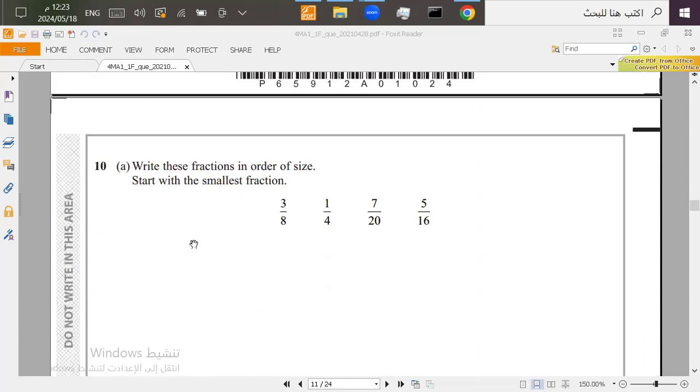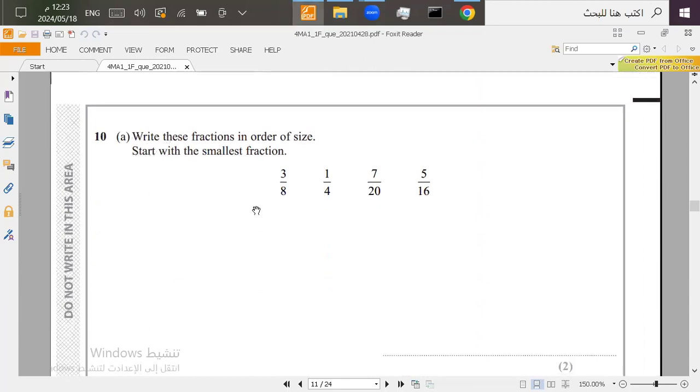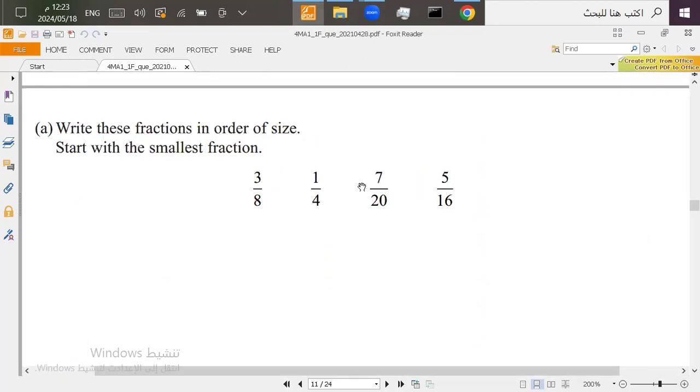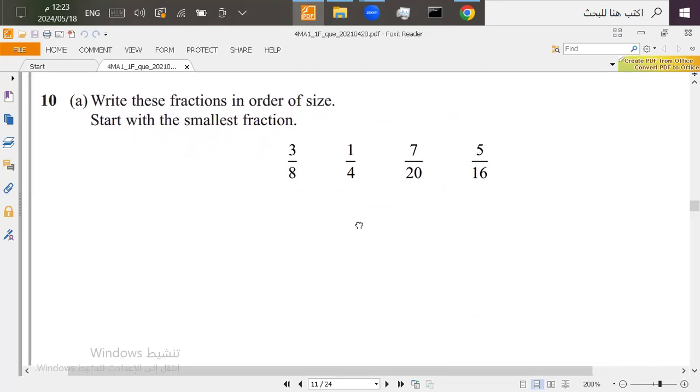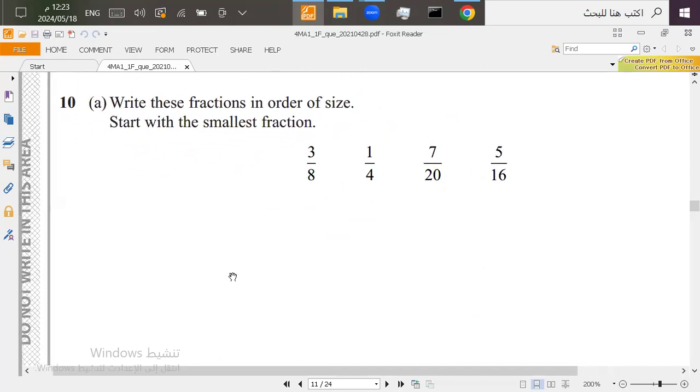Question 10. Write these fractions in order of size. Start with the smallest fraction. Now, to write them in order of size, you have to turn them into decimals. Focus on these questions because they are very important. First thing you have to do, you have to turn them into decimals and write them. So 3 divided by 8 equals, yes, it's going to be 0.375. Write them like this. I will write them on top of each other. So 0.375.